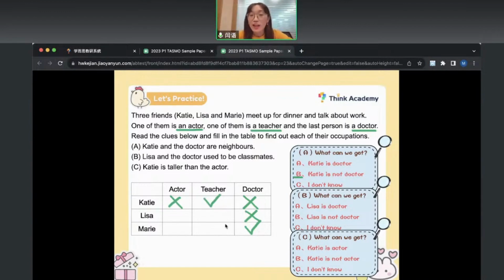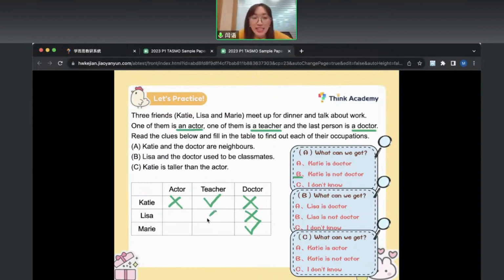Okay, and also here, Teacher Apple wanna introduce a new concept. It is called super tick. What is the super tick? That is as long as you draw one tick in the table, so actually in that column and in that row, you can only find one tick. So now you see we already figured out Katie is teacher. Okay, I draw the super tick here.